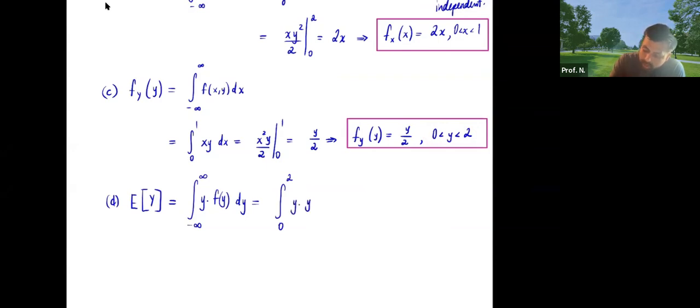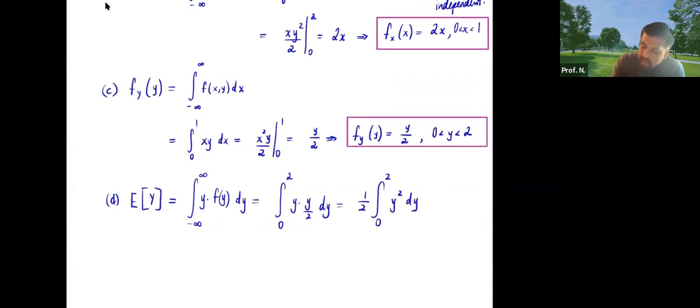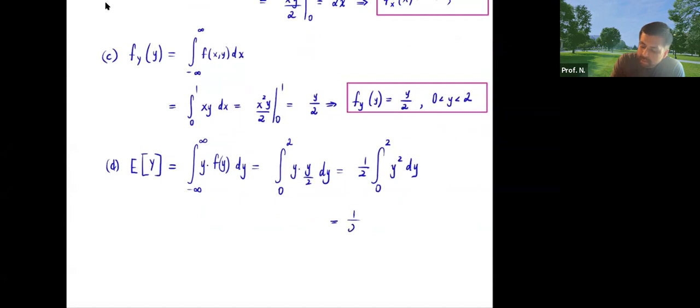This is y times y over 2 dy. I can place the 1/2 in front. So this is 0 to 2 of y squared dy. So this equals 1/2 y cubed over 3 from 0 to 2. So I get 1/2 times 2 cubed over 3, which equals, you can cancel out the 2 here. So you get 2 squared on the top, which is 4/3. So the answer is 4/3.